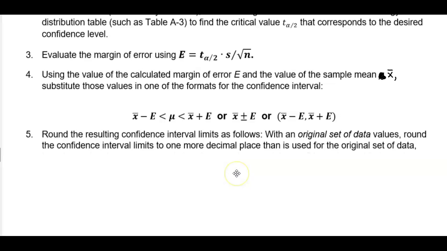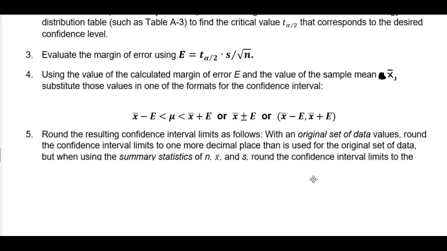Number five, rounding the resulting confidence interval limits as follows. With an original set of data values, round the confidence interval limits to one more decimal place than is used for the original set of data. But when using the summary statistics of n, the sample mean, and the sample standard deviation, you round the confidence interval limits to the same number of decimal places used for the sample mean.